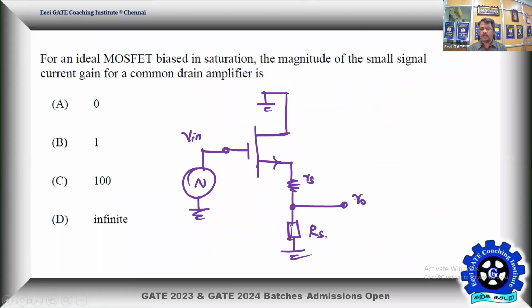This is for the voltage gain. We did it only for the voltage amplifier. So with that we'll fine tune. So he's focusing on small signal current gain for a common drain amplifier. This is clearly a common drain amplifier. Let me confirm first.